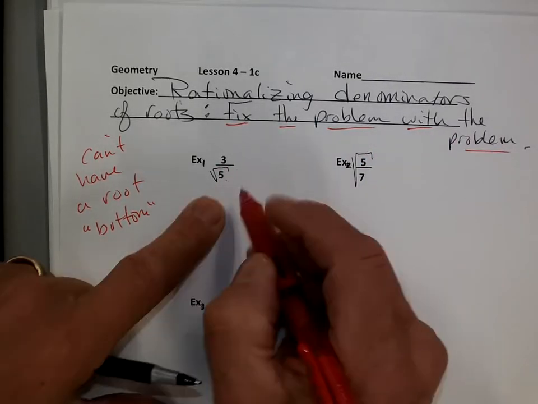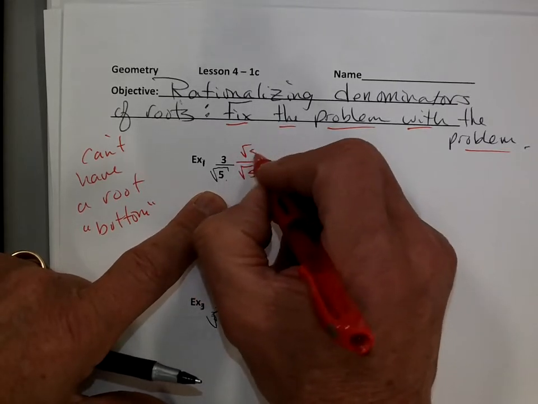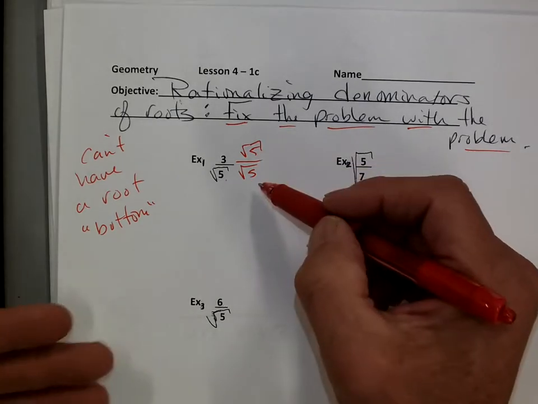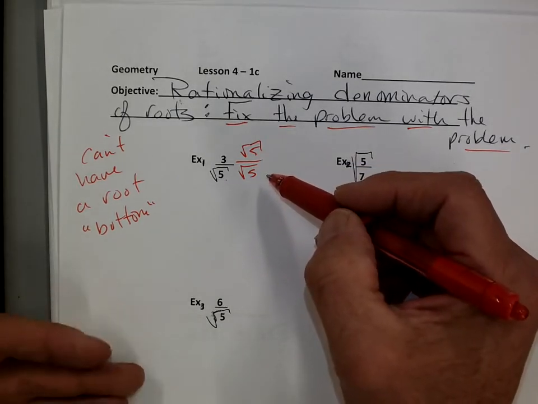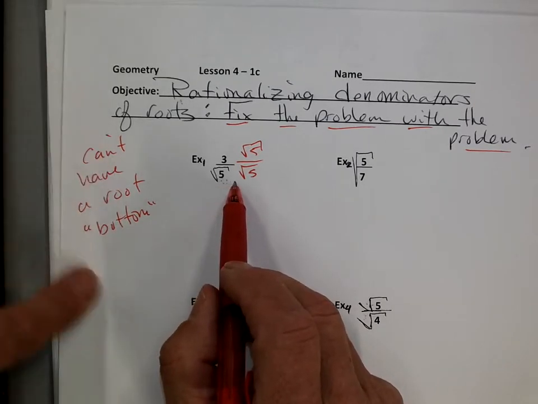So how do you get rid of the square root of 5? You multiply by the square root of 5. Check this out. I'll show you why that works. So you fix the problem with the problem. Now you have to multiply top and bottom because you've multiplied by 1. Okay, the problem is the square root of 5. You can't have a square root of 5 on the bottom. You can't. That's the rule. You can't have a square root on the bottom.